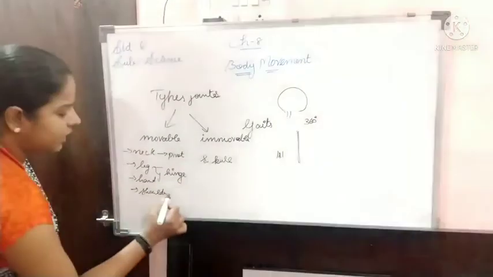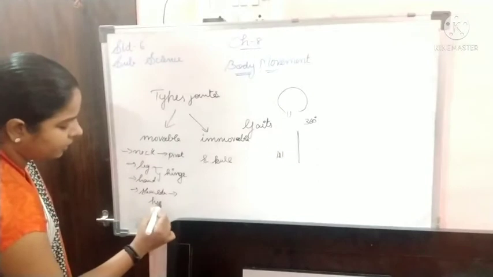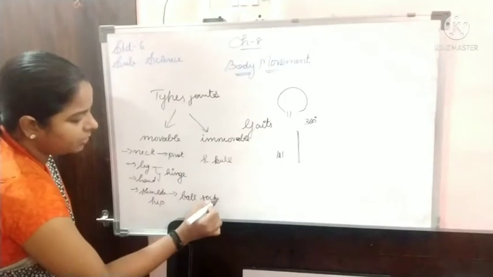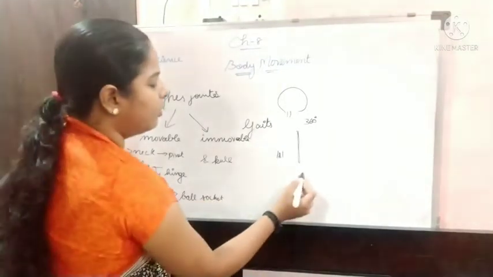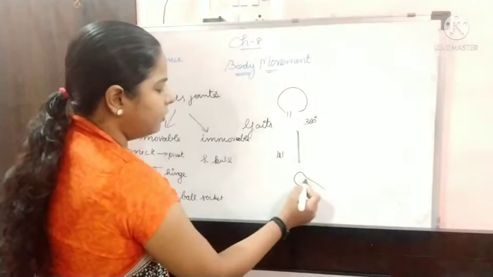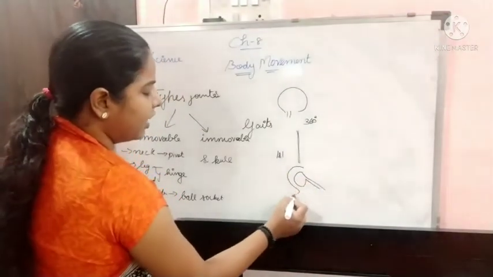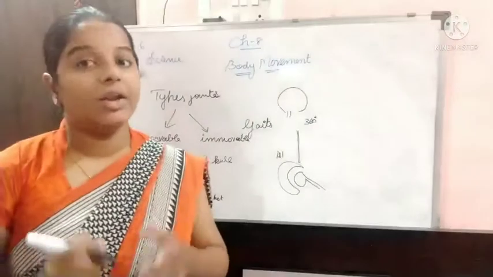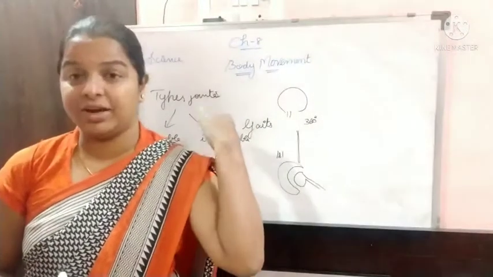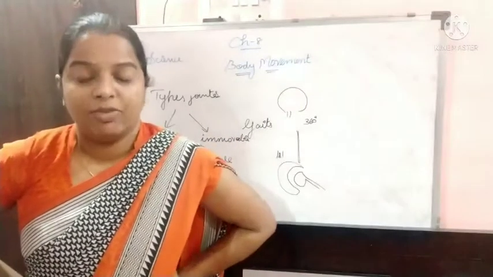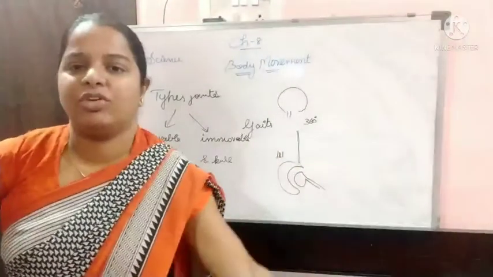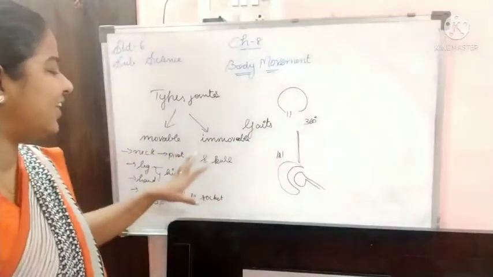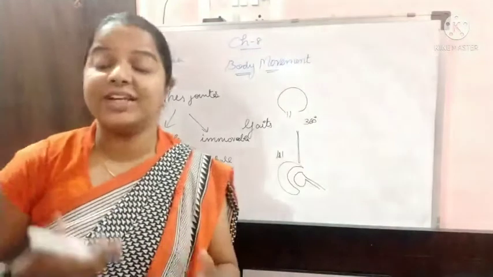Next, shoulder. In the shoulder and hip, you can see a ball and socket joint. What is meant by a ball and socket joint? One bone will have the shape of a ball, and another bone will have the shape of a bowl, and we call it a ball and socket joint. In the shoulder and the hip, you can go for full rotation of the hands and full rotation of the legs. Understood, students? These are the different types of joints present in our body.